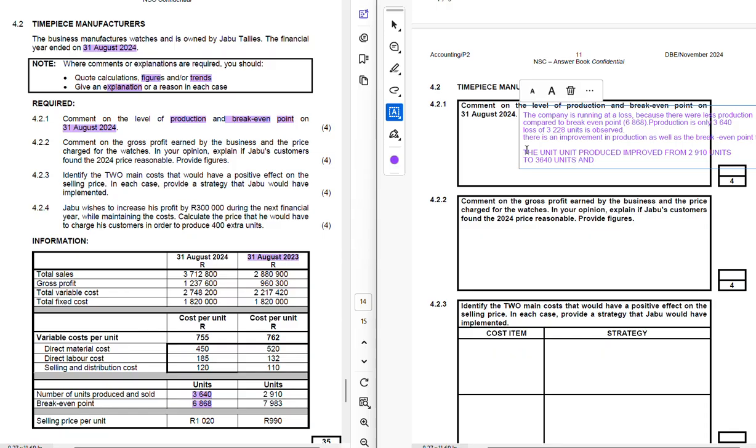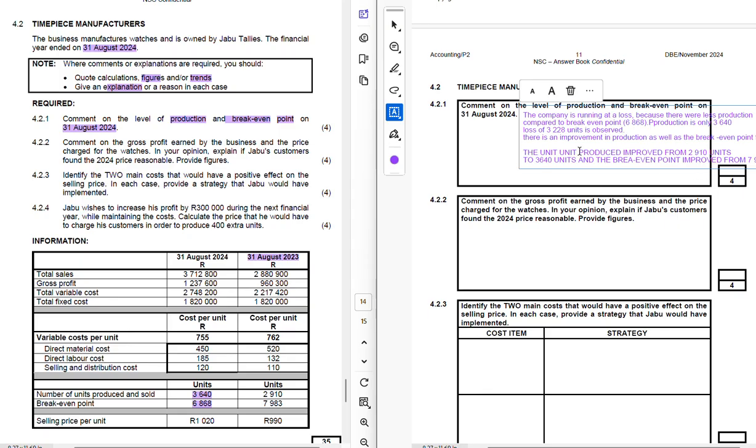And the break-even point improved from 7,983 units to 6,868 units, which is a good thing. Now we're talking about the trend, or the changes, which is a good thing.